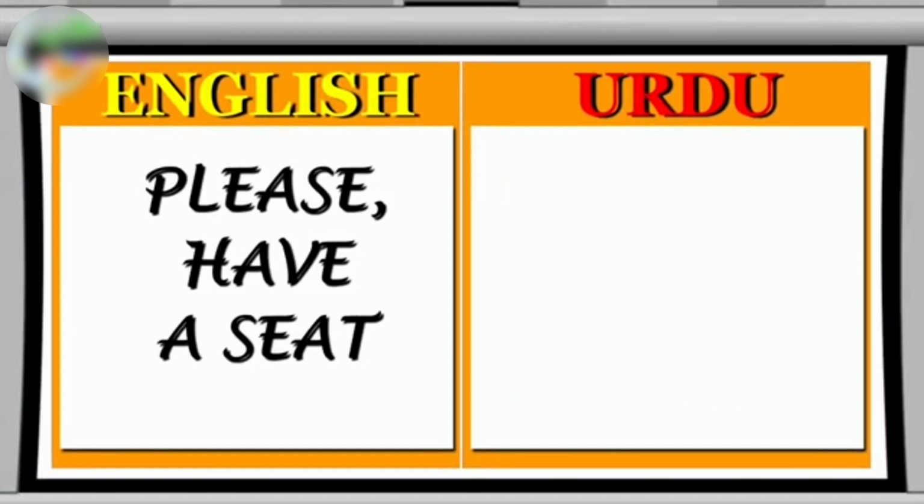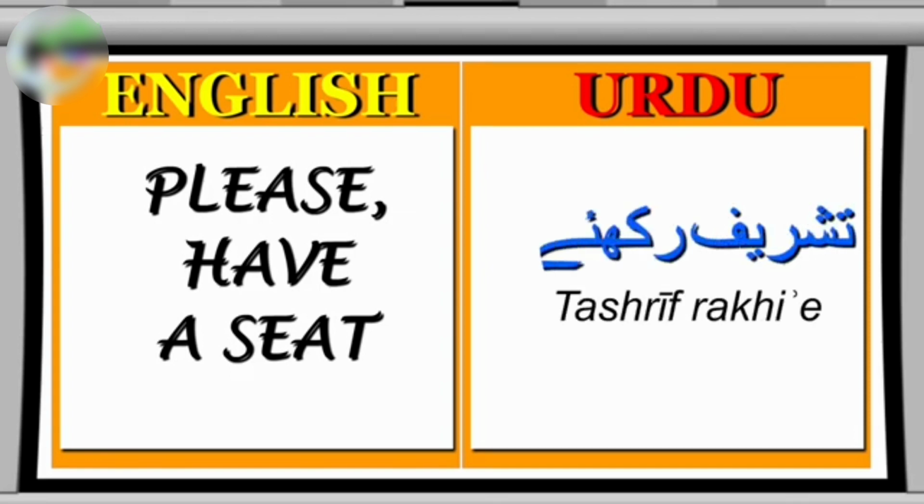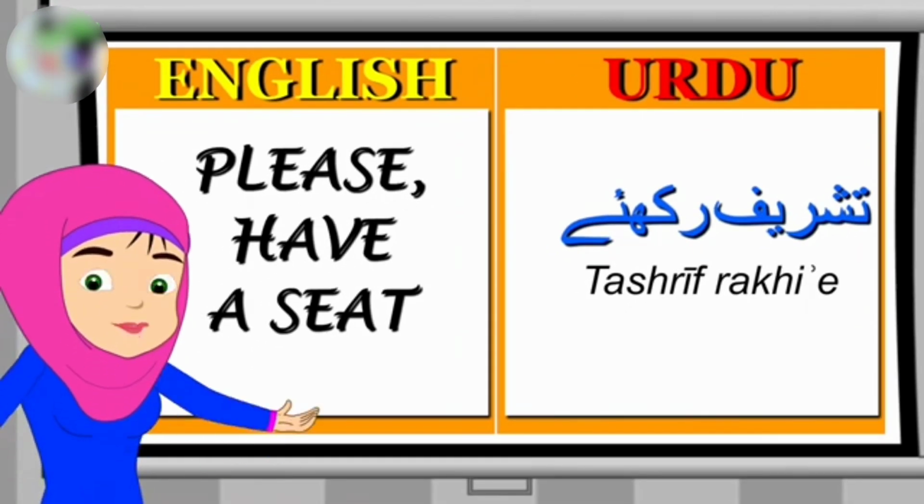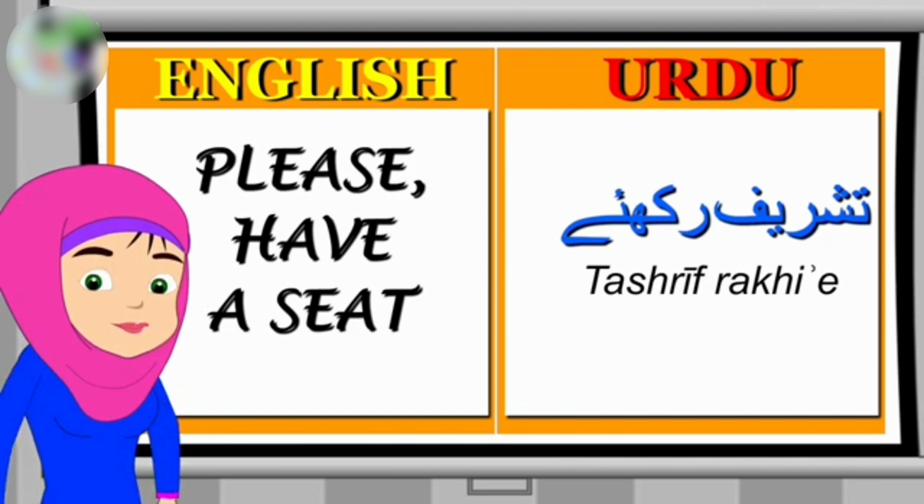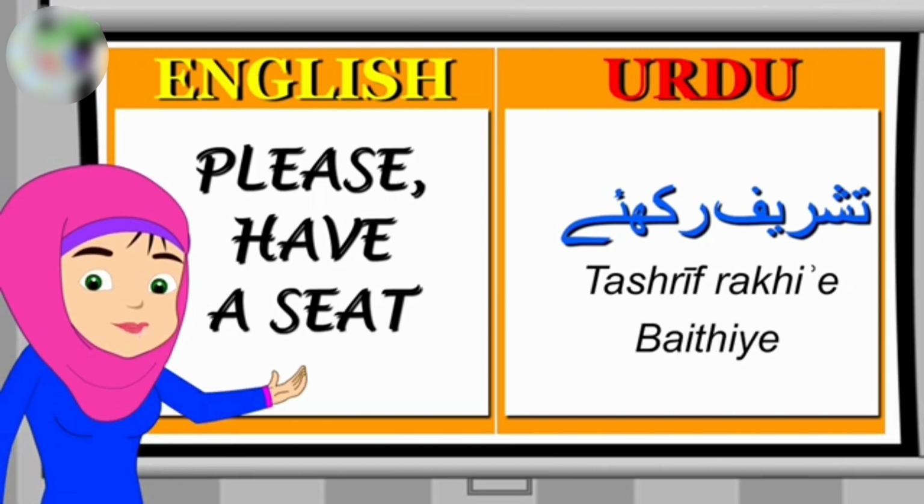Please have a seat. In Urdu we say tashreef rakhiye. This literally translates to please place your honor. But an informal way of saying this is baithiye. Please have a seat. Tashreef rakhiye. Or baithiye.